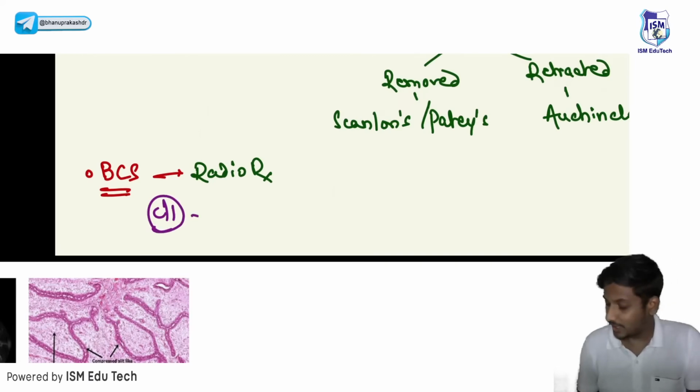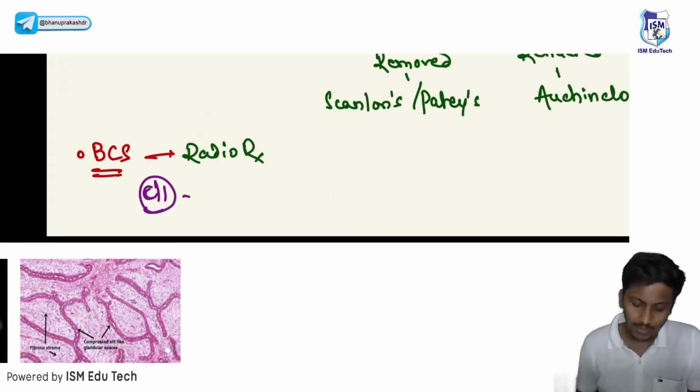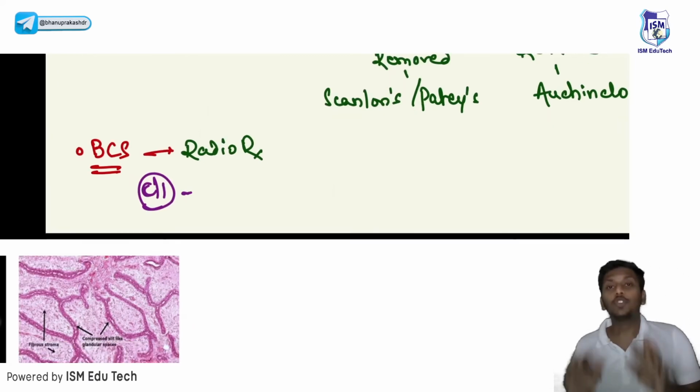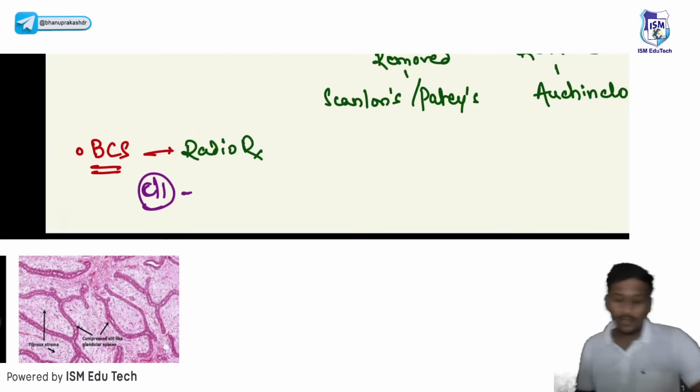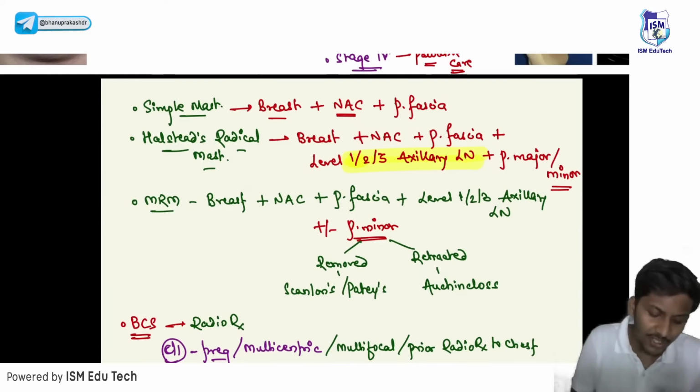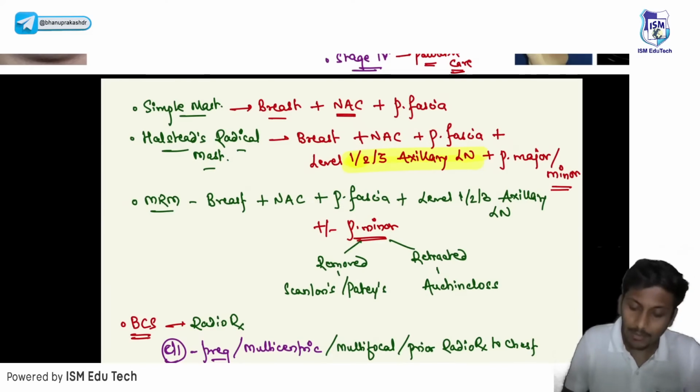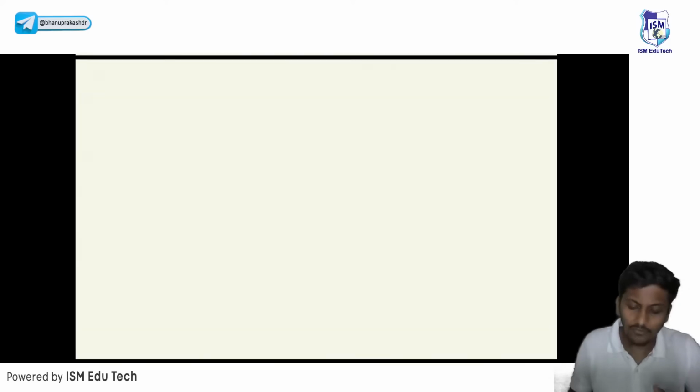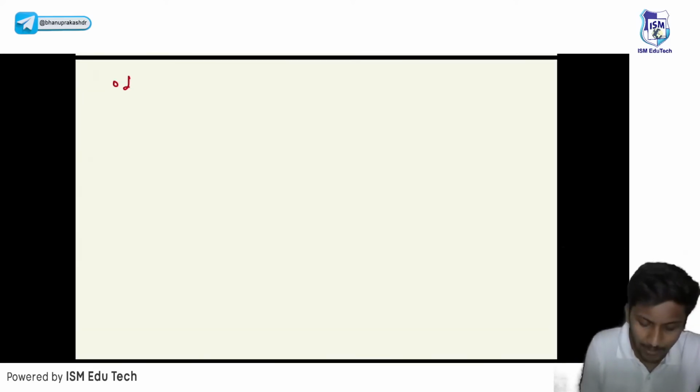Contraindications for breast conservation surgery encompass pregnancy, multicentric breast cancer, and prior radiotherapy to the chest. These criteria play a pivotal role in determining the suitability of breast conservation surgery. Lymph node involvement is a critical aspect of breast cancer management. Axillary lymph node dissection may be warranted when lymph nodes are palpable, indicating potential metastatic spread.